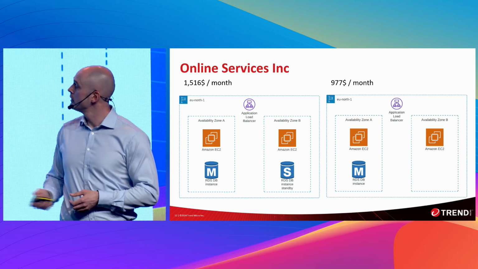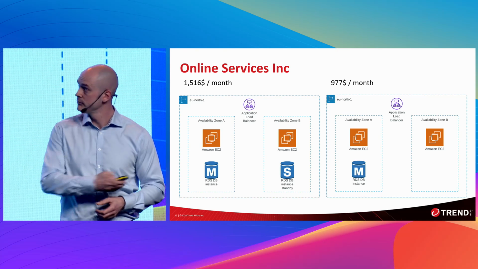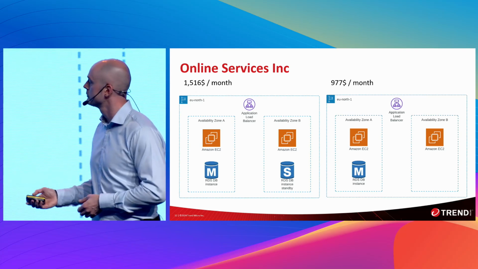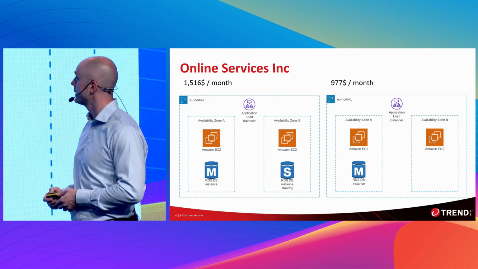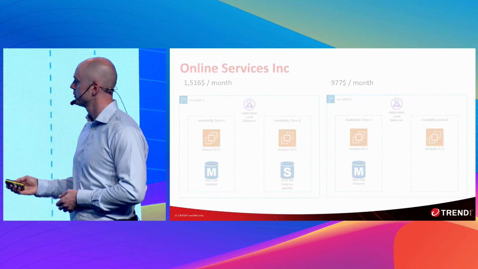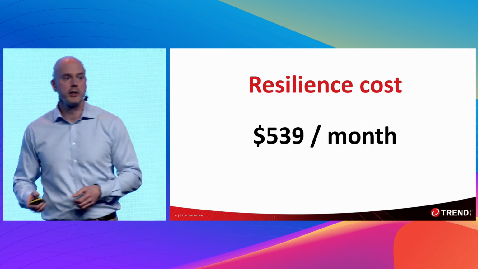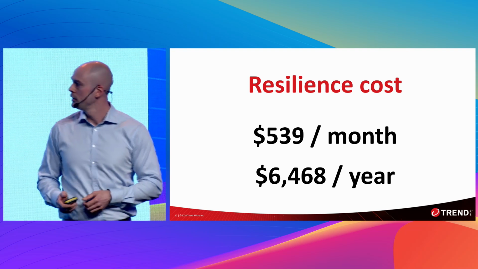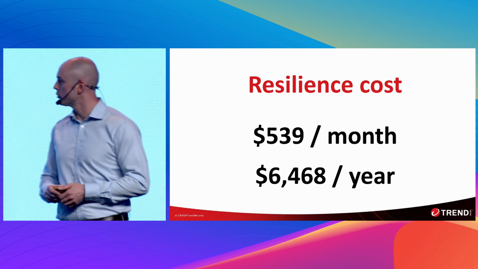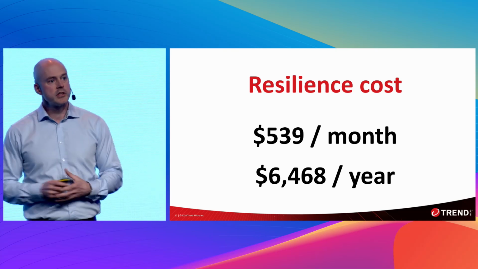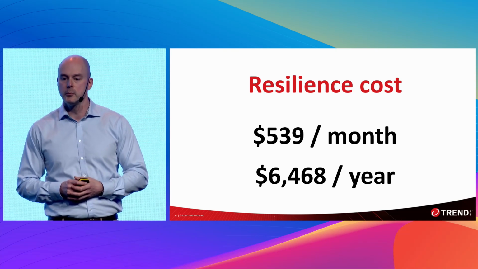And this equates to, the clicker doesn't seem to work anymore. Could I get the next slide, please? A resilience cost of $539 a month, $6,400 a year. And I took these numbers and I started to do some calculations.